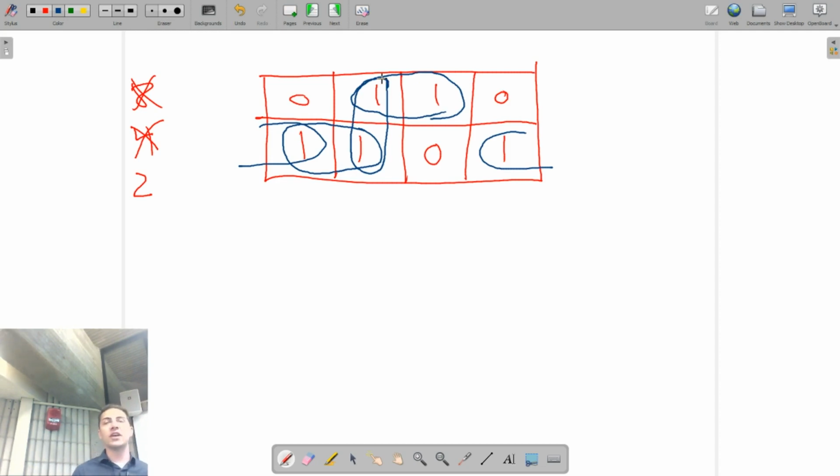So now looking at this, what are the essential prime implicants? First off, somebody raise your hand. How many essential prime implicants do you think there are? 3. Okay. Well, you're wrong, I think. So you tell me which 3 there are, and we'll talk about why they are or are not.